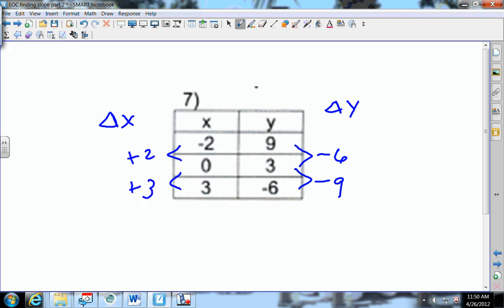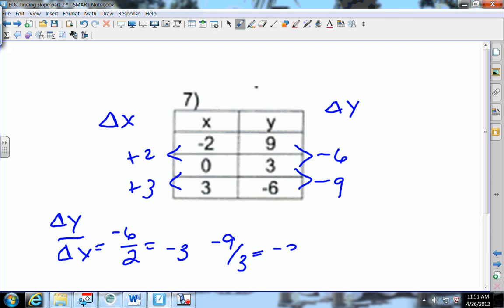Now, for those of you that are struggling maybe with these negatives, if you take the bottom number minus the top, so if you would have put in there negative 6 minus 3, it would have given you your minus 9. So now to find our slope, we have delta y divided by delta x. Negative 6 over 2 is negative 3. Negative 9 over 3 is negative 3. This is my slope.